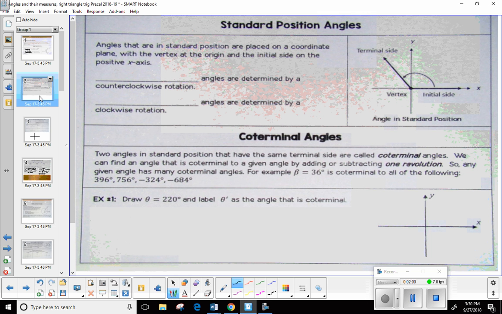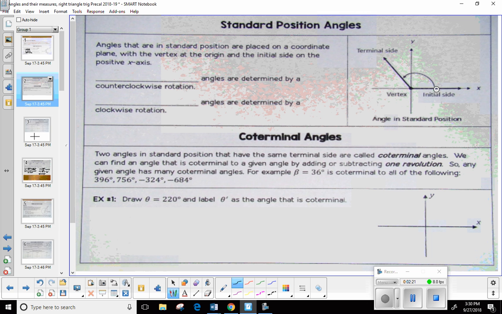Now let's talk about standard position. Angles that are in standard position are placed on a coordinate plane with the vertex at the origin, as shown here, and the initial side on the positive x-axis. Wherever you start is the initial side, but if that initial side happens to be on the positive x-axis, that's what we call standard position.